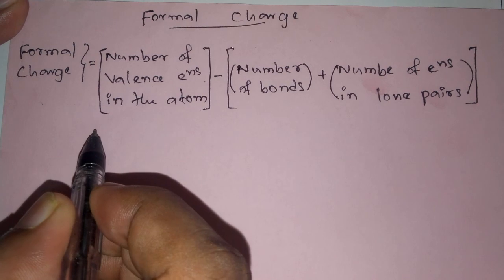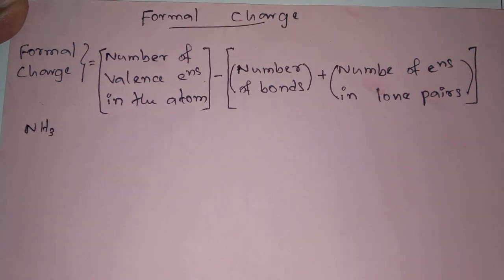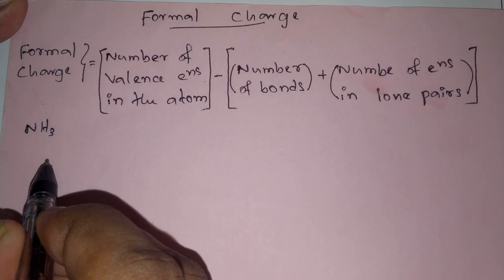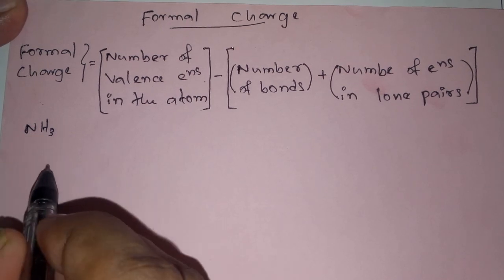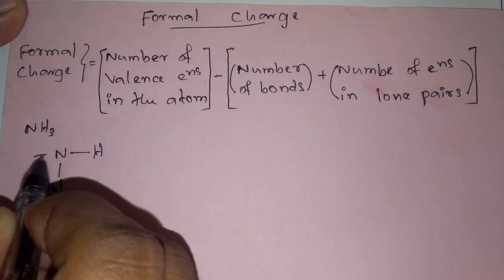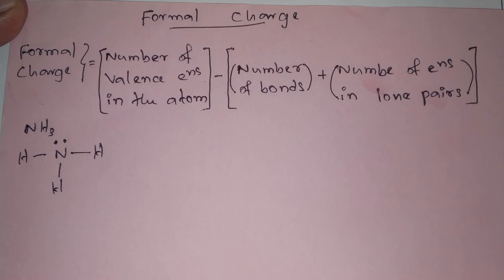First, I will explain the formal charge of nitrogen in the ammonia molecule. You have to draw the Lewis structure of this ammonia molecule. First, this is the Lewis structure of the ammonia molecule.